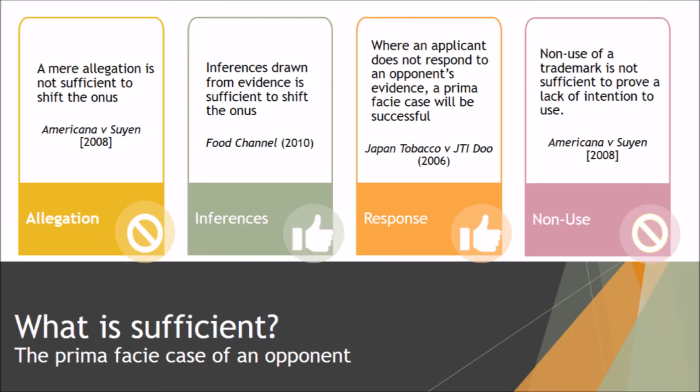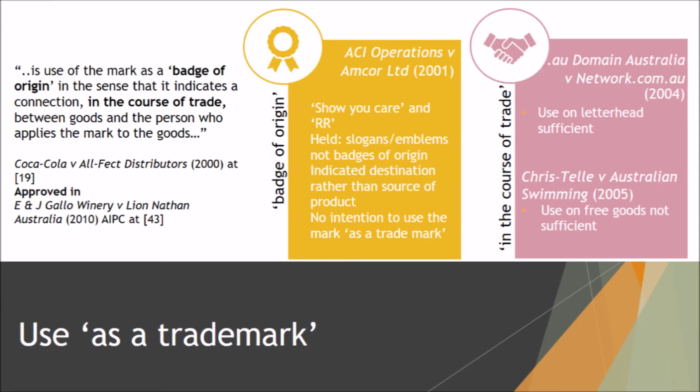So where the onus is shifted and the applicant fails to respond to the opponent's evidence, the application for opposition will be successful. Furthermore, where the onus is shifted, it is not enough for the applicant to merely respond to the opponent's argument. The evidentiary onus of proof has shifted. It is also important to note that a mere lack of use is not sufficient to prove a lack of intention. It is required that a trademark be used or intend to be used as a trademark.